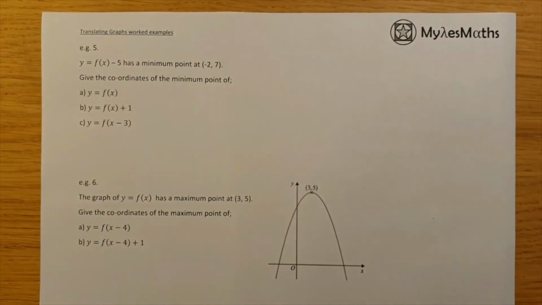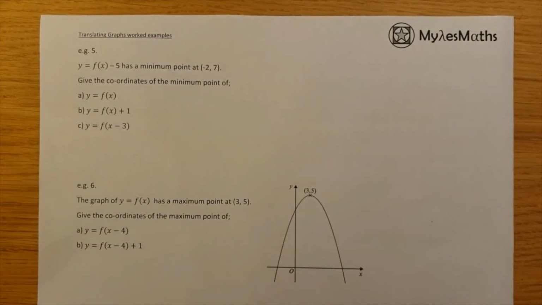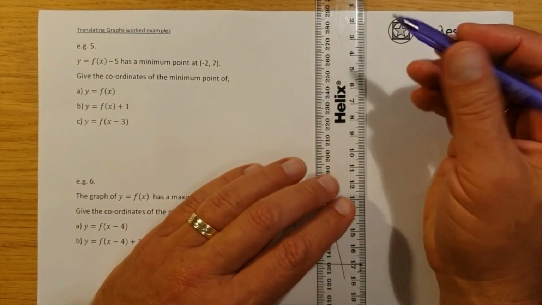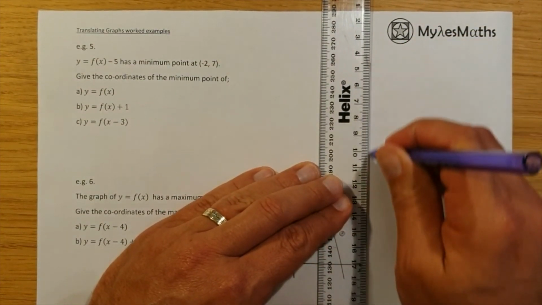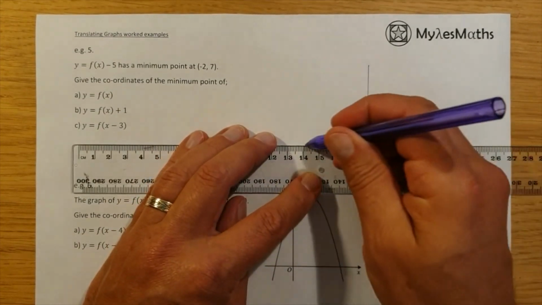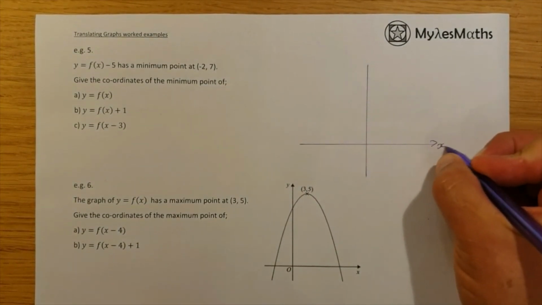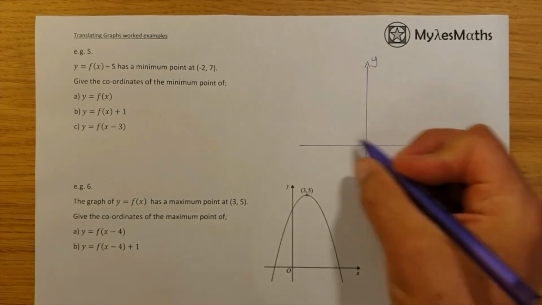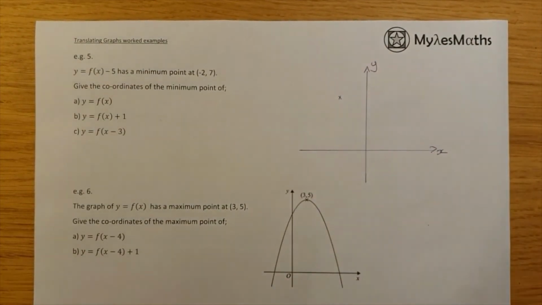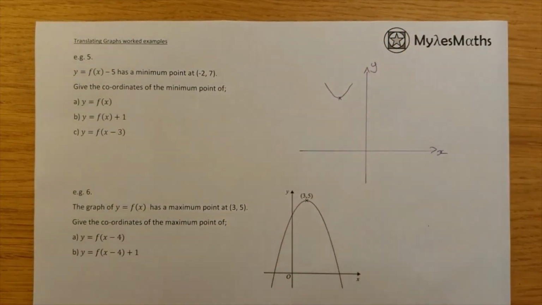f of x minus 5 has a minimum point at minus 2, 7. Now again, I don't need to sketch this, but I'm going to, just because it seems like a jolly good idea. Clearly, minus 2, 7 is quite high up. Let's take a chance and just do a sketch that kind of looks like that. So minus 2, 7 has got to be somewhere up here, and that's a minimum point as well. So that's fine. If it was a maximum point, I'd just draw the graph the other way up.